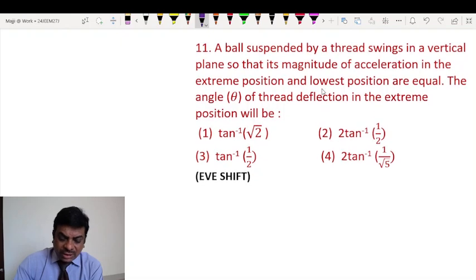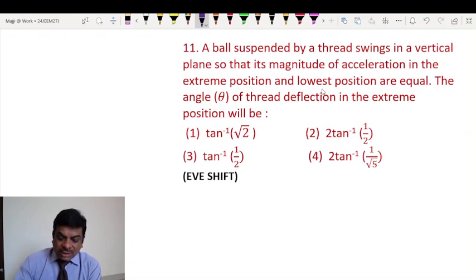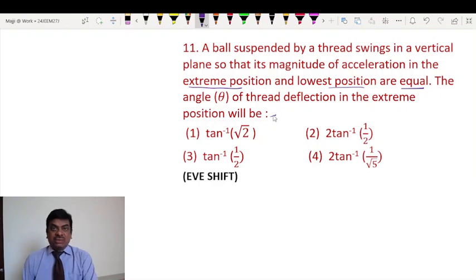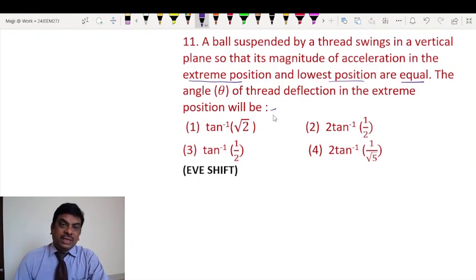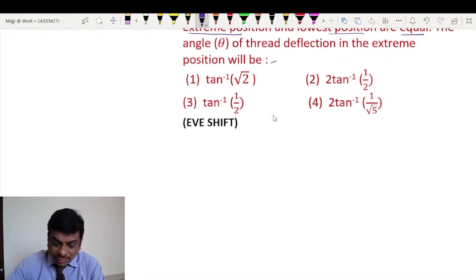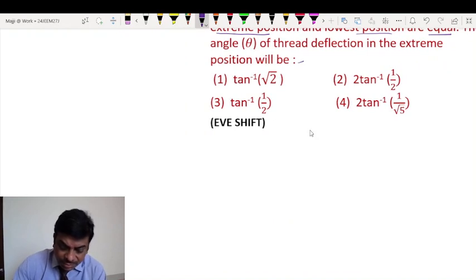Moving to the next question, students. Question number 11. A ball suspended by a thread swings in a vertical plane so that the magnitudes of its acceleration in the extreme position and lowest position are equal. The angle theta of the thread deflection in the extreme position will be. This is a very interesting question, students. We have to be very clear regarding the concepts of circular dynamics. The law of circular dynamics simply states that the net acceleration towards the center will be equal to the centripetal acceleration.